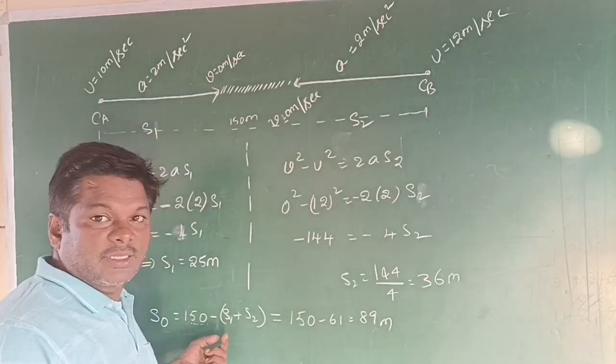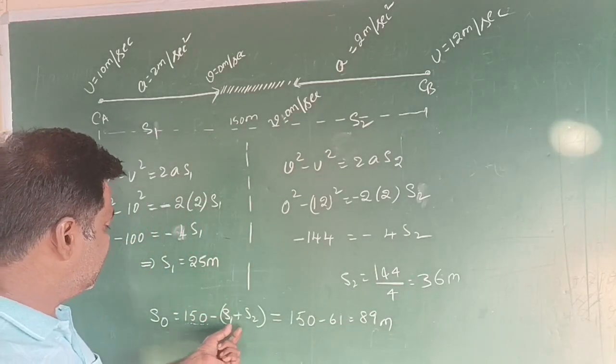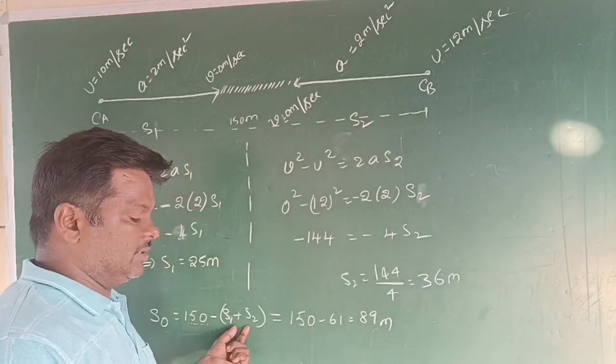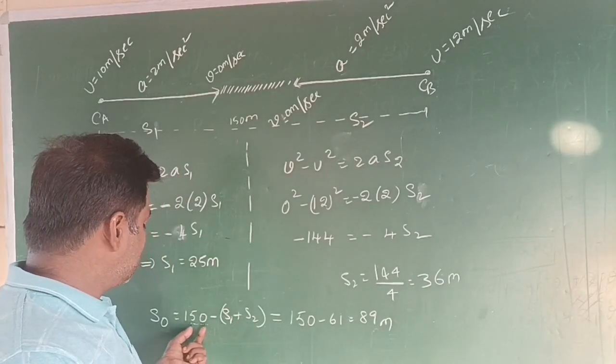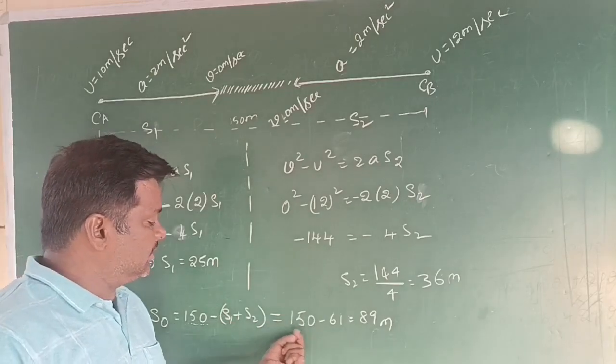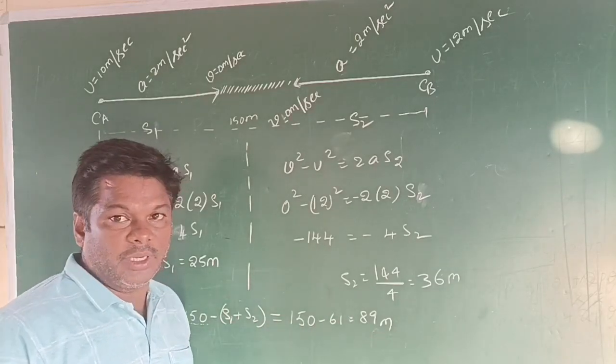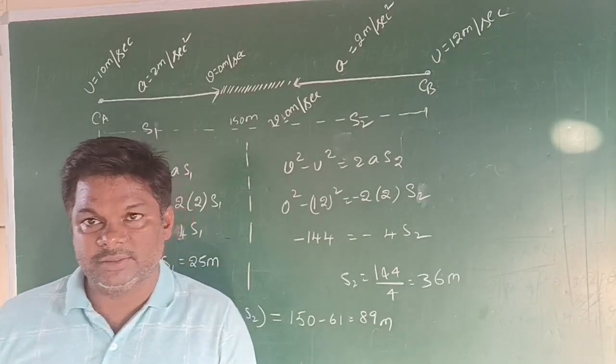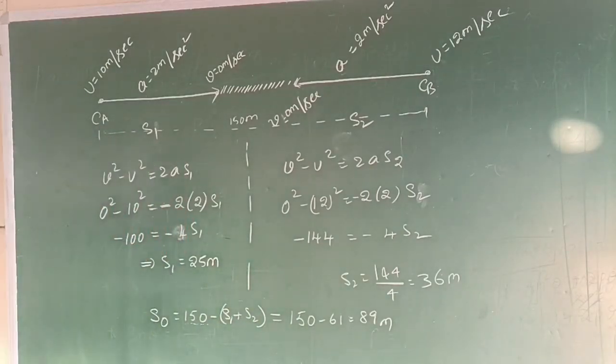Now what is our remaining distance? It is 150 meters total distance minus the distance traveled by both cars. 150 minus S1 plus S2, that is equal to 150 minus 61, that is equal to 89 meters. Just to go through it once. Okay, noted. Next sum.